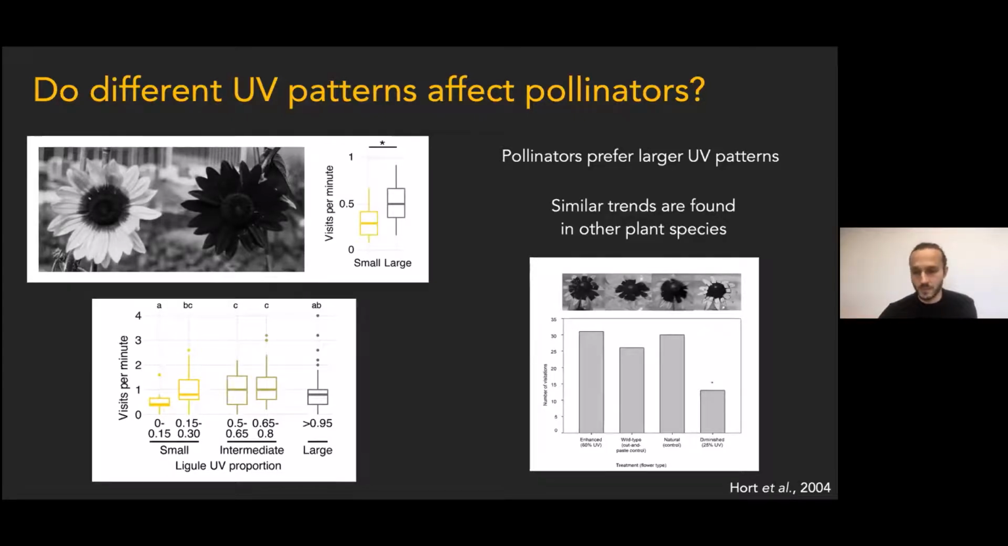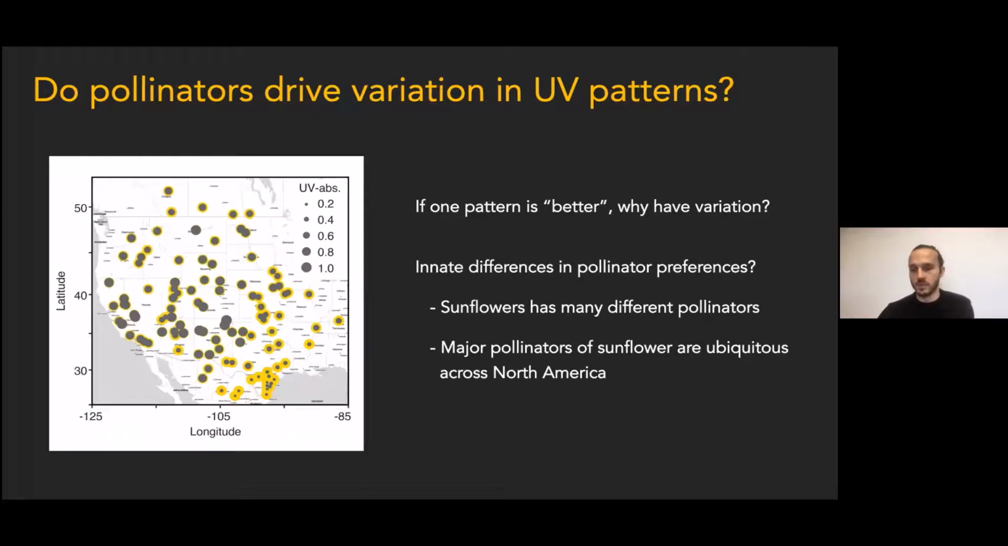So this is nice, but it really doesn't explain why there would be variation, right? If there is one pattern that is better than the other, why don't you have just that pattern? And the thing that further complicates this is that variation for UV patterns across populations of wild Helianthus annuus is not uniform. So you have a fairly clear geographic pattern with small UV patterns in the southeast of North America and larger UV patterns in central US and California.